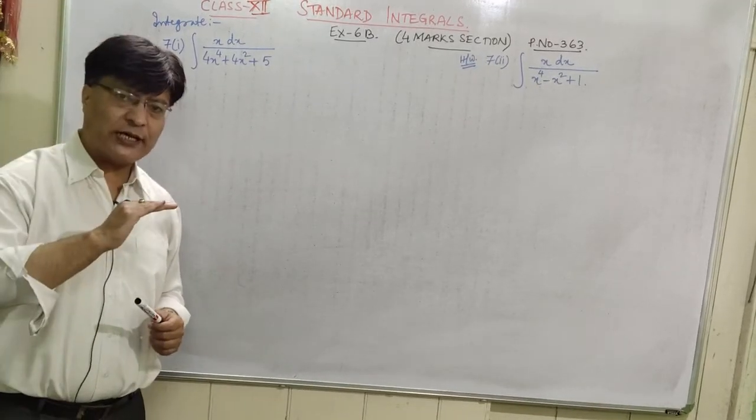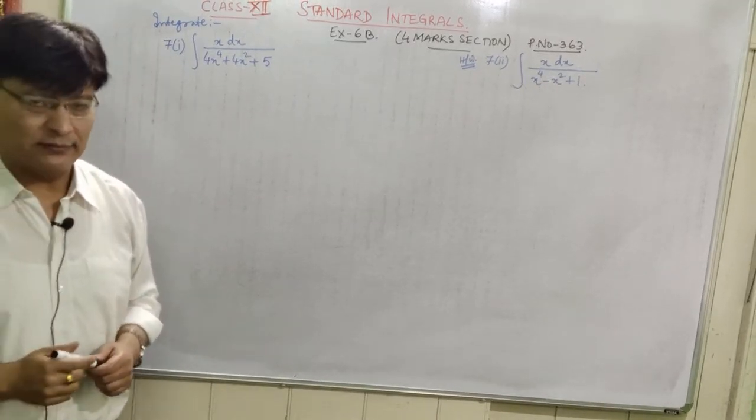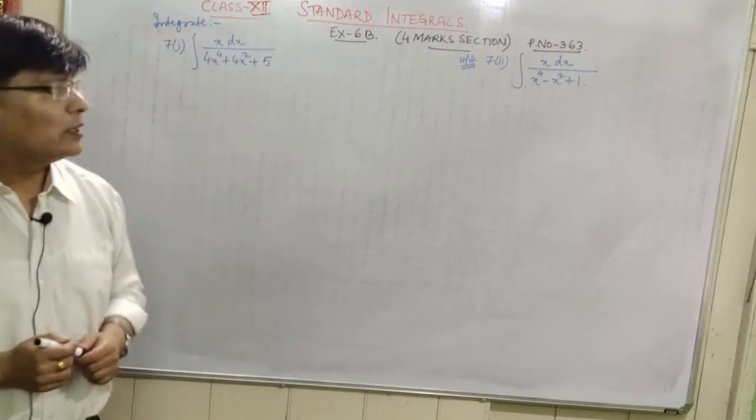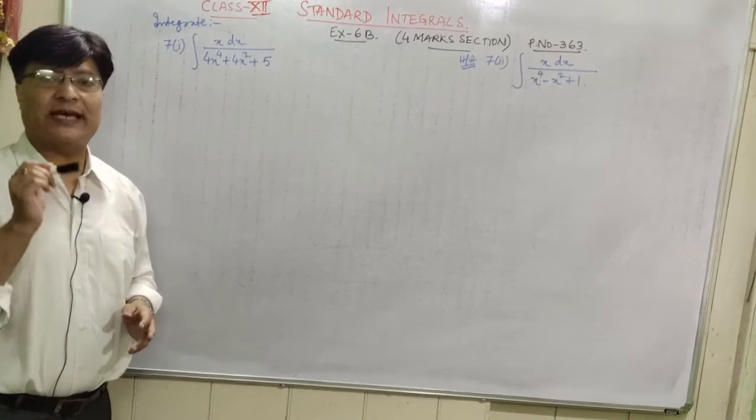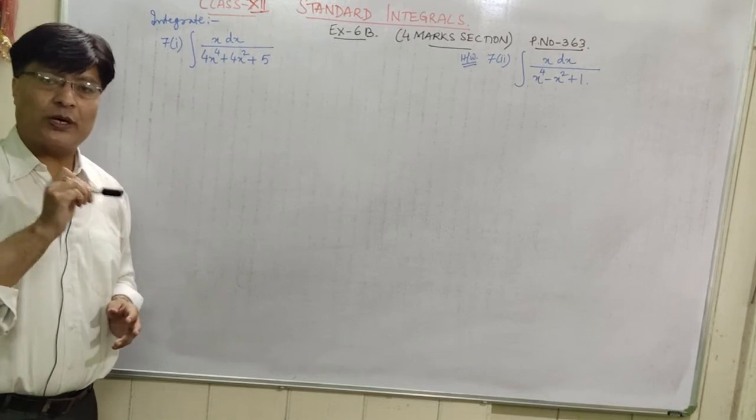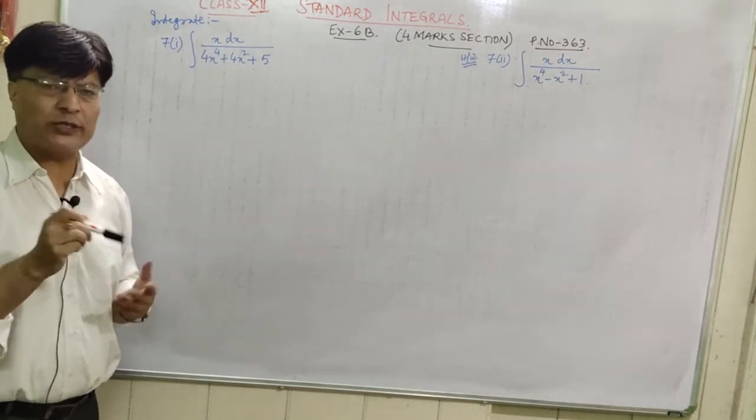Okay, so differentiation of which function may be x? Differentiation of which function is x? That is your x square, isn't it? What is the differentiation of x square? It is 2x. 2 is constant.